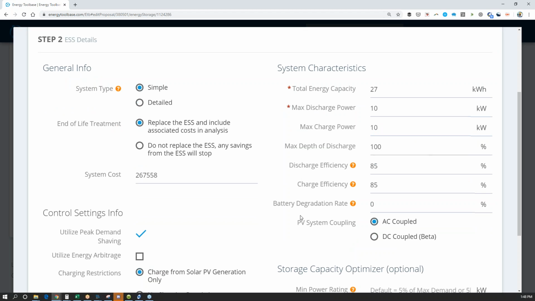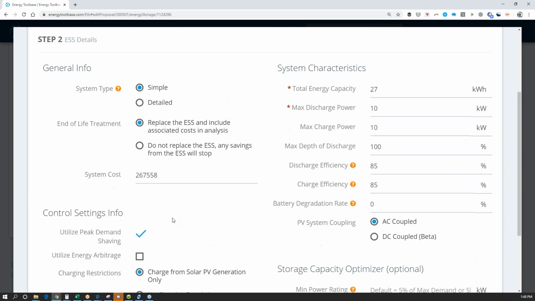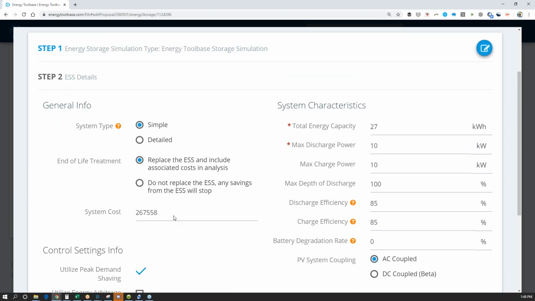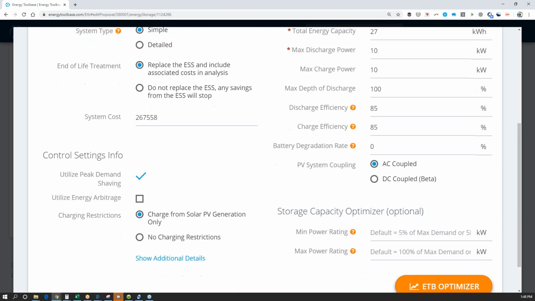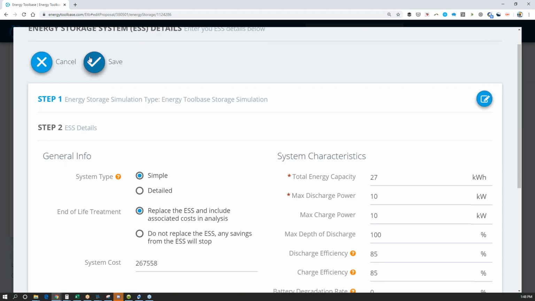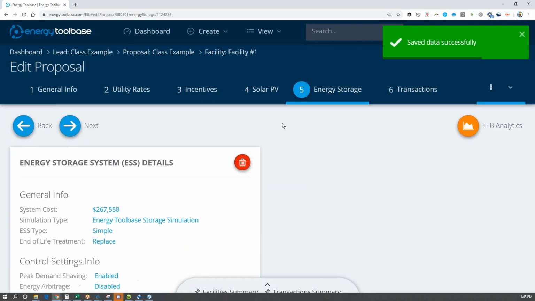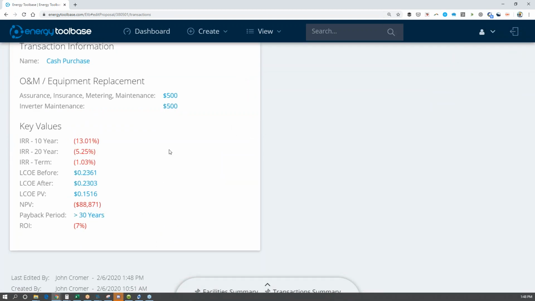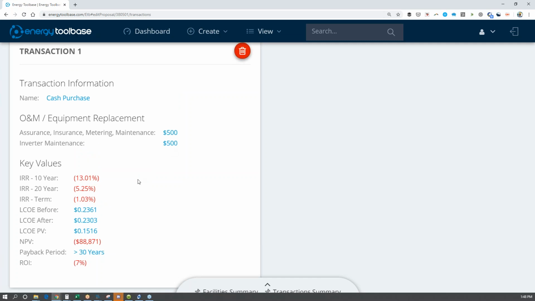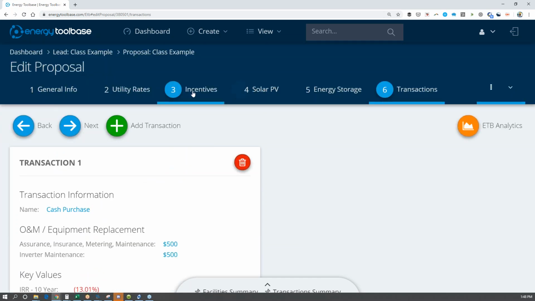And charging only from solar. Well, our solar array is pretty large, so we don't need to, we'll have plenty of power from that. And so what this is doing is saying the demand savings aren't enough to be substantial.